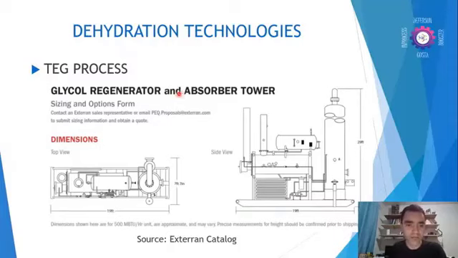Here we have another picture of the skid, and in this picture what is most important to us is the dimensions of the skid, and of course it will depend on how much gas it can process. But when we are doing plant design, we need to know the dimensions of the skid in order to evaluate the location where we install it, how far it must be from other operating units, and so on. So that's why we have this information here.